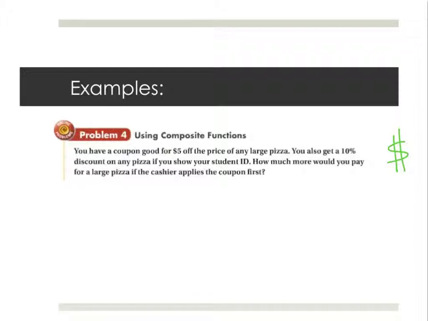So let's look at a problem, just a sweet little problem about pizza. You have a coupon for $5 off any large pizza. You also get a 10% discount on any pizza if you show your student ID. How much more would you pay for a large pizza if the cashier applies the coupon first? Okay, so what we're going to do is let x represent the cost of a large pizza.